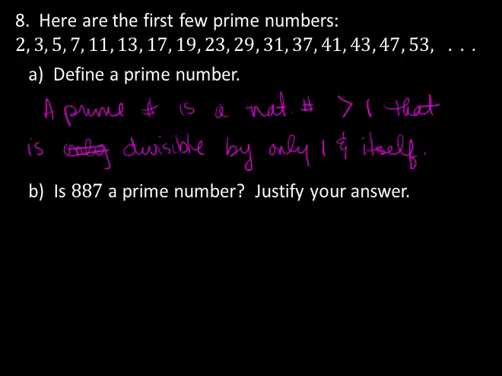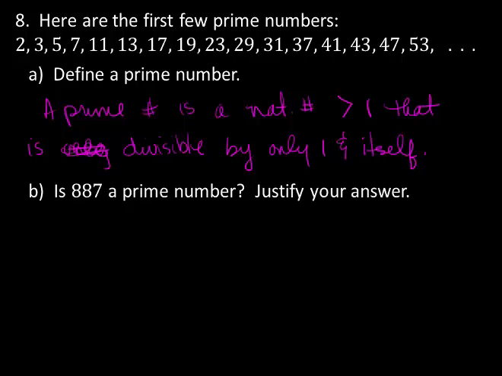Again, there's partial credit that could be given for a definition, but full credit will only be given if it is a full sentence and all of the important words are there. Here the important words are prime, that's what you're defining, natural number, greater than 1, divisible by only 1 and itself.